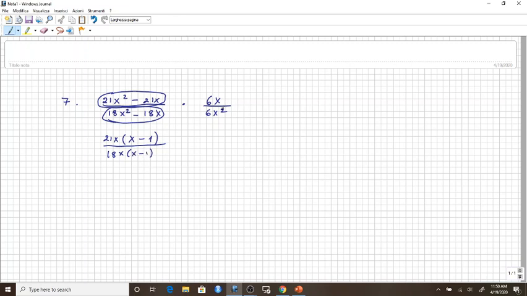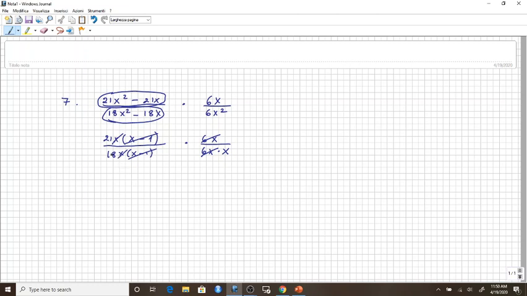And now 6x and 6x squared can be simplified, right? How can it be simplified? Well, what does it mean 6x squared? It means 6x times x, right? So this and this simplifies as long as x is different than 0. This and this can be simplified as long as x is different than 1. Then this x can be simplified.